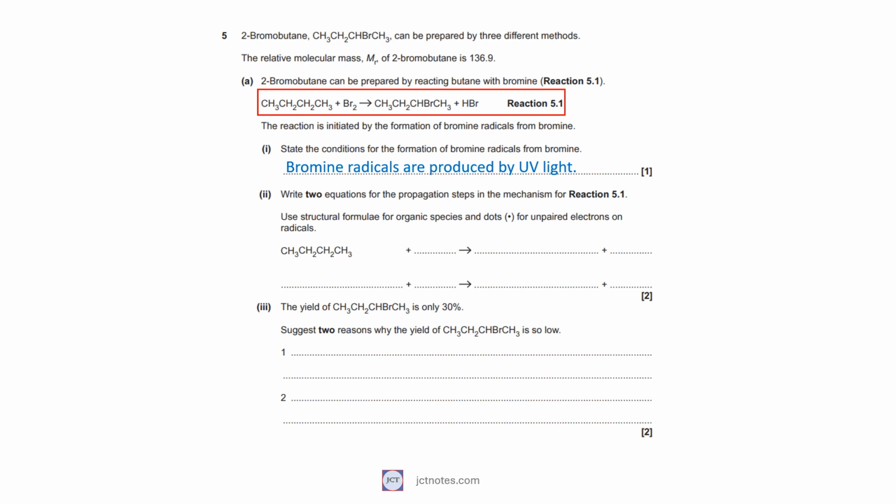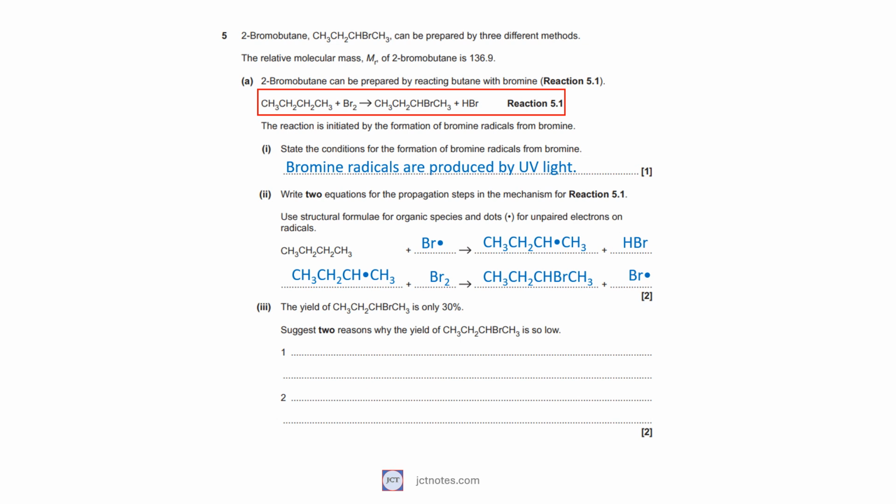In the second question, we are asked for 2 propagation steps. In the propagation steps we need to produce radicals as products. These radicals will react with other molecules that produce more radicals and so on. The easy way of doing it is using the radical of the halogen to react with the molecule to produce the radical from this molecule, and use this radical to produce another halogen radical.